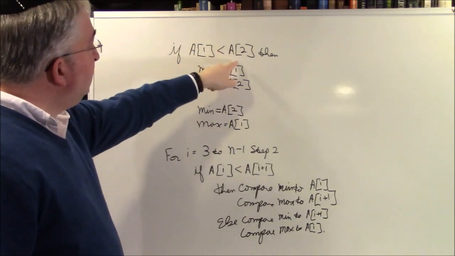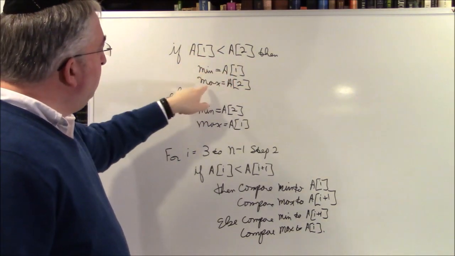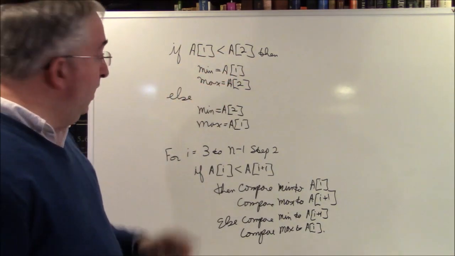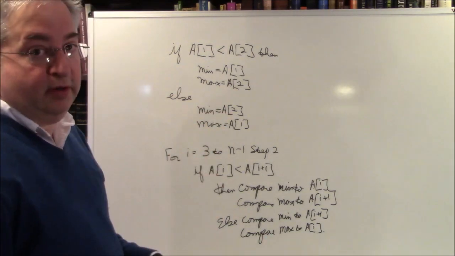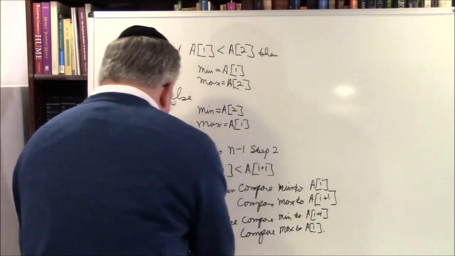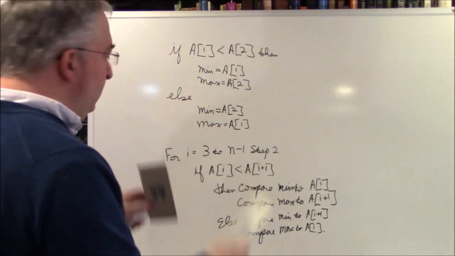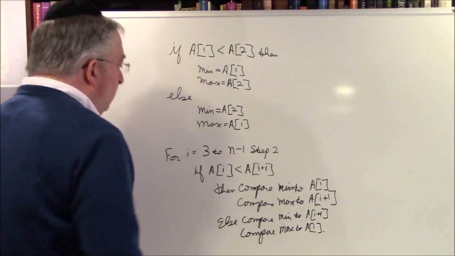So if A1 is less than A2, then min is equal to A1, max is equal to A2. Otherwise, if it's not, then min is equal to A2, max is equal to A1. So again, you try 2 cards, one of them is going to be min, one of them is going to be max. Then what do you do?